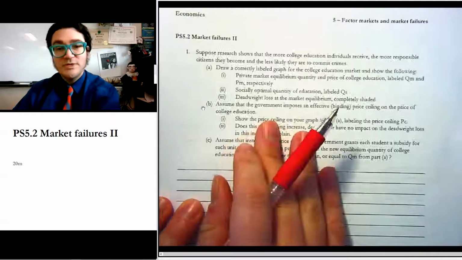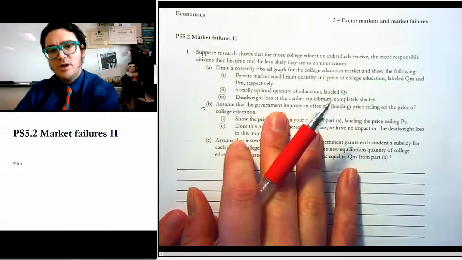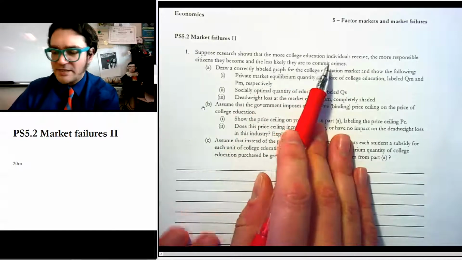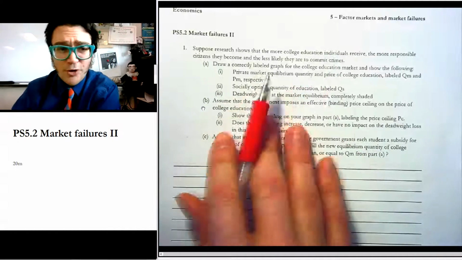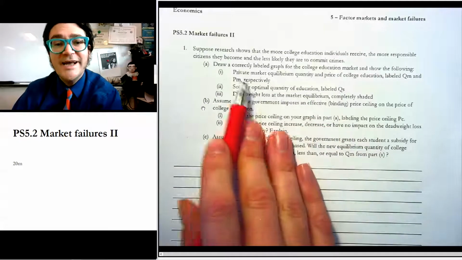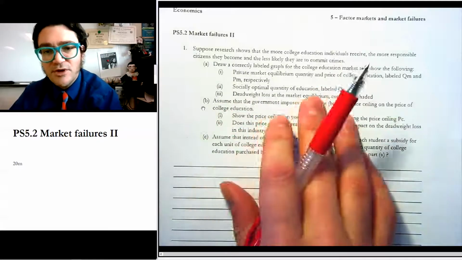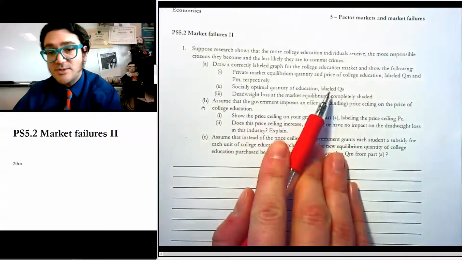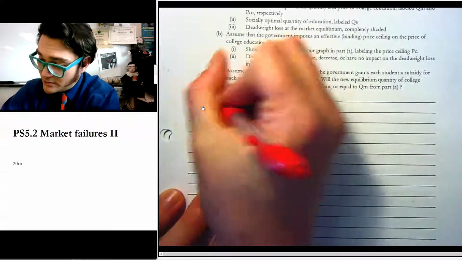So the first says, suppose research shows that the more college education individuals receive, the more responsible citizens they become, and the less likely to commit crimes. I'd say there's probably a correlative effect here. I'm not sure that it's causal, but who knows, right? We don't argue with the College Board. Draw a correctly labeled graph for the college education market. Show the following: private market quantity and price of college, QM, PM, socially optimal quantity labeled QS, and deadweight loss at equilibrium, completely shaded. So we'll start with A.